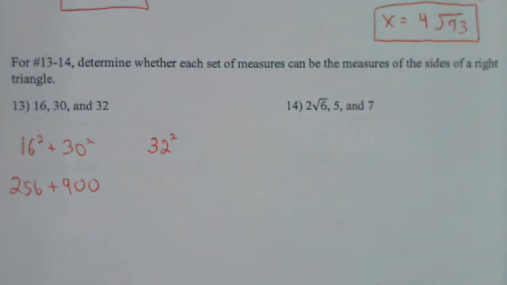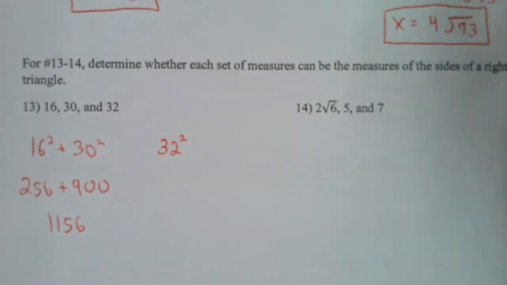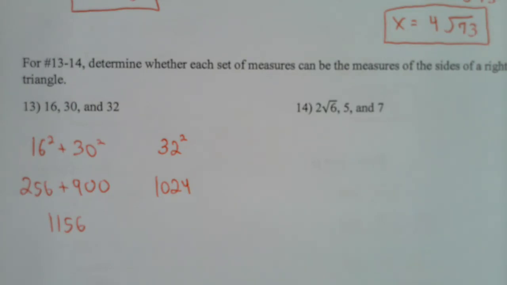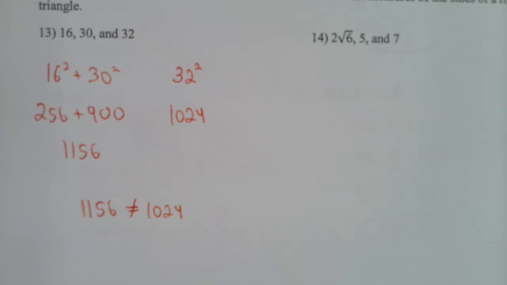16 squared is 256. 30 squared is 900. So when you add those together, you get 1,156. And then if you do 32 squared off to the side, that comes to 1,024. Those two numbers are not the same. I'm going to say, no, this is not a right triangle.